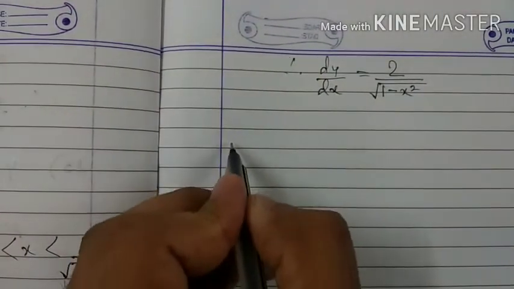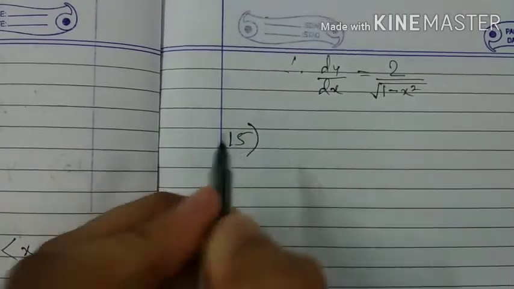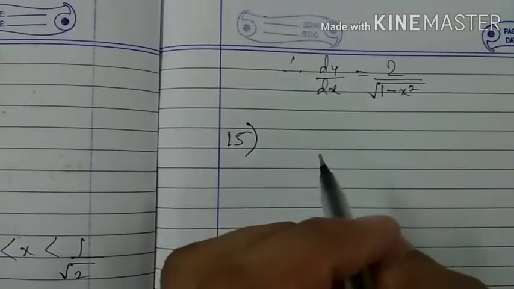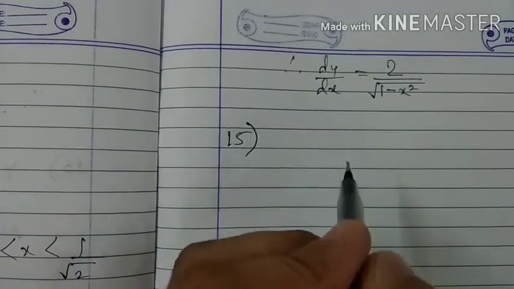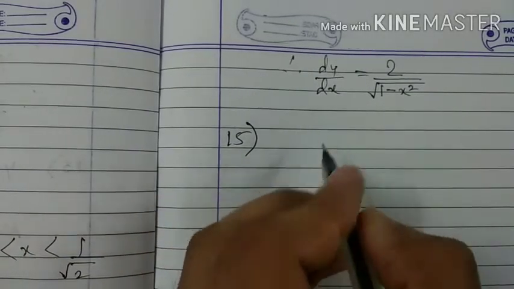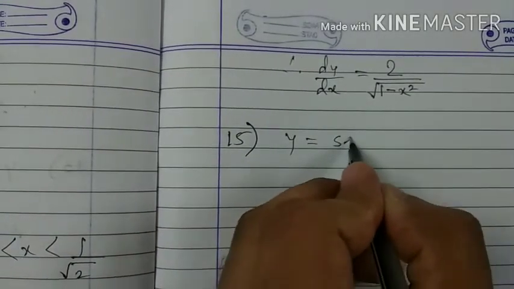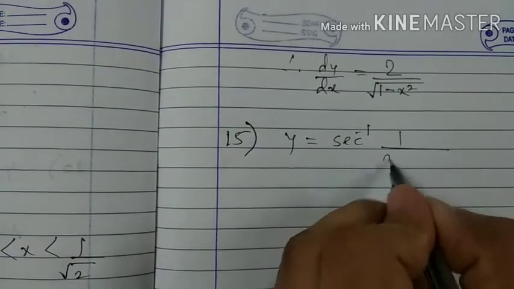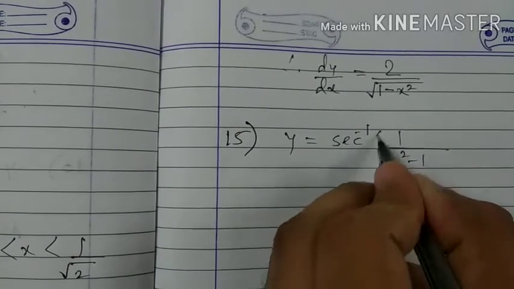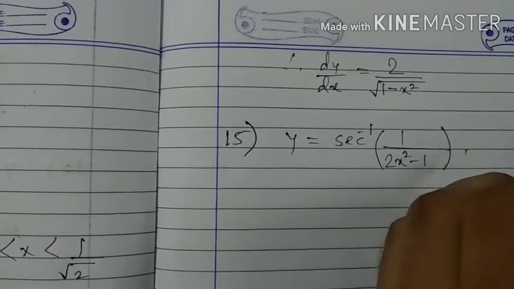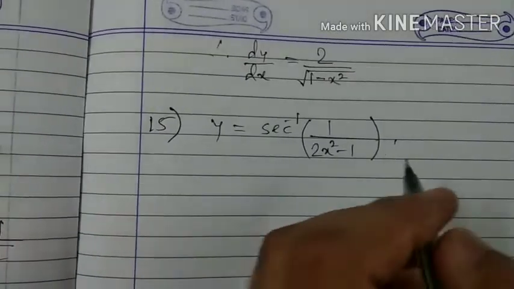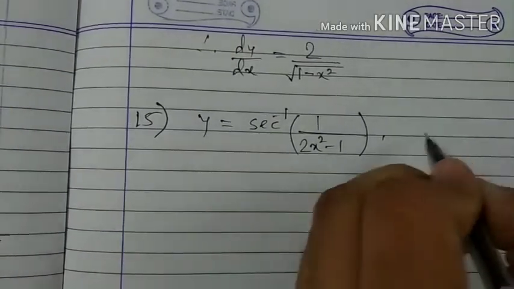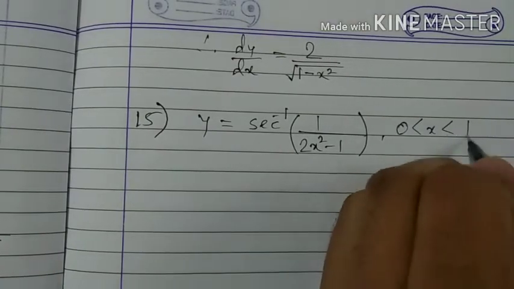Now let us solve the 15th question, friends. These questions are very important. That's why I am covering all of these questions. y equals sec inverse of 1 upon 2x square minus 1, and the given range is 0 less than x less than 1 upon root 2.